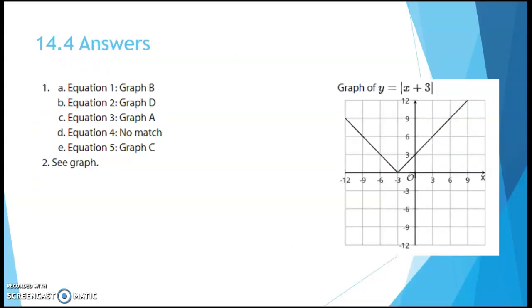Here are the answers to the 14.4 activity. For problem 2, you had to create the graph. Hopefully you were able to show that the graph moves over to the side.